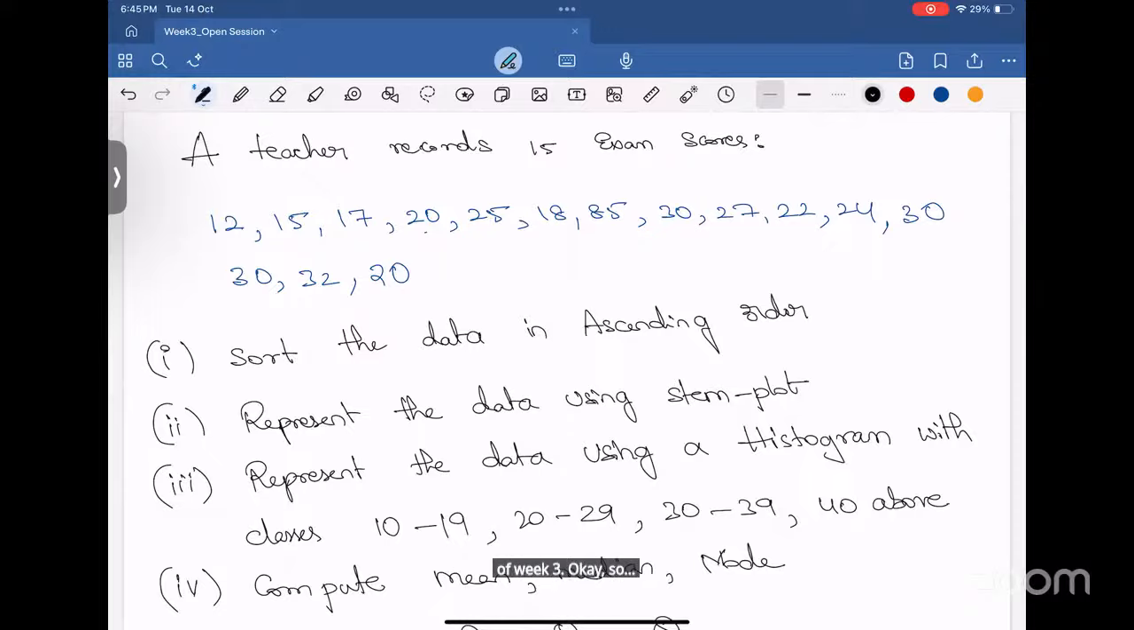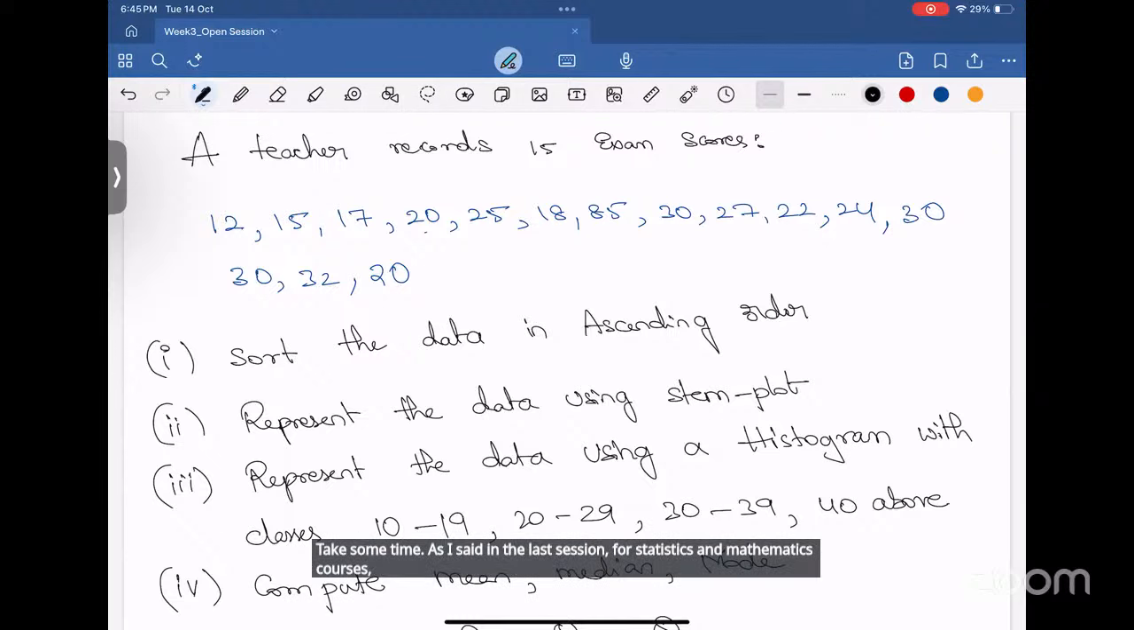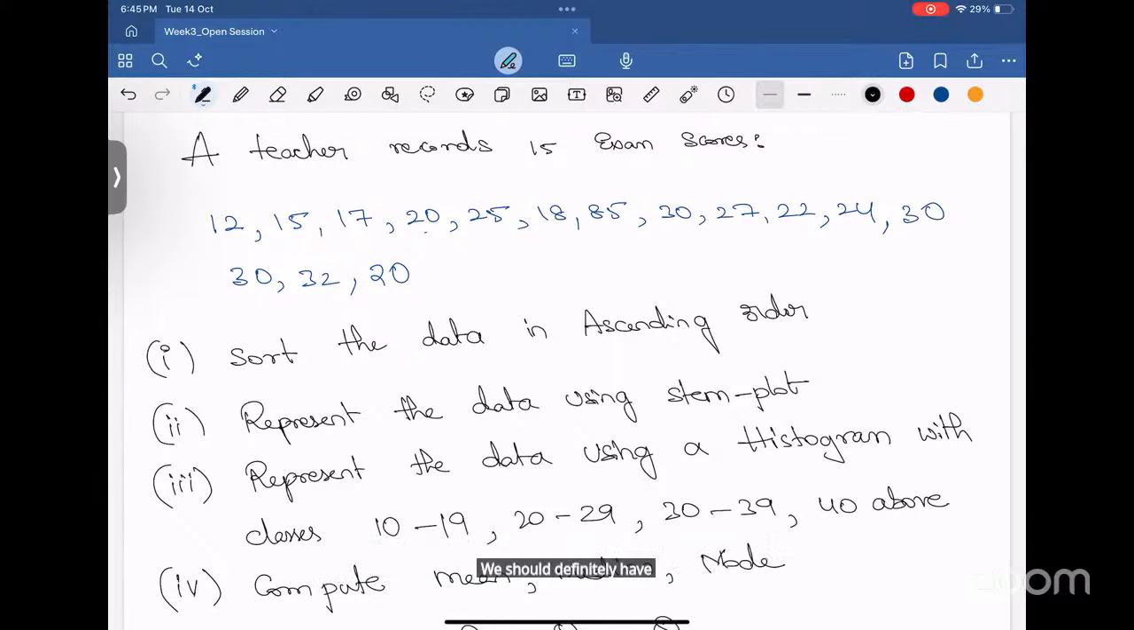Okay, so I'll just give you some 5 minutes for the first 3 things. So sorting the data into ascending order is really easy. Represent the data using a stem plot and represent the data using a histogram. Okay. Take some time. As I said in the last session, for statistics and mathematics courses, you should definitely have a pen and paper with you. And you should definitely put your pen on the paper, only then you will understand the concepts clearly.